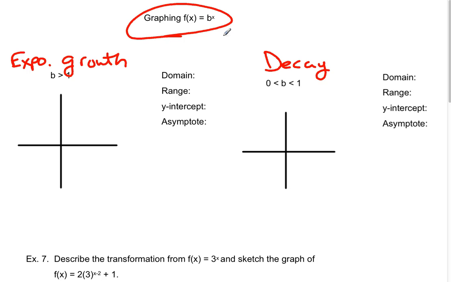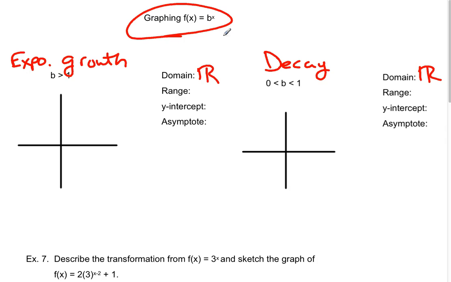Generally speaking, the domain, again, that's the x's that you can plug in. You can plug in anything on these. So our graphs are going to go forever left and right, so it doesn't matter whether or not we have growth or decay. Domains are going to be all reals. They go forever left and right.